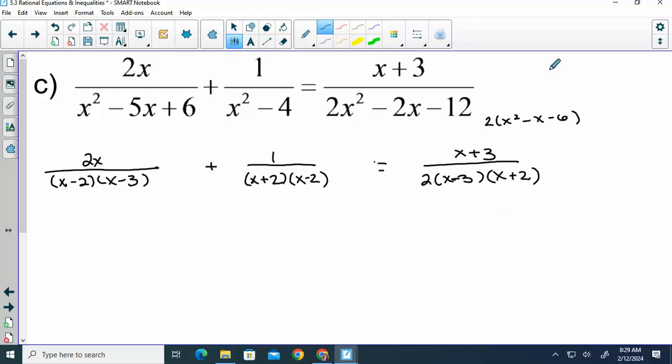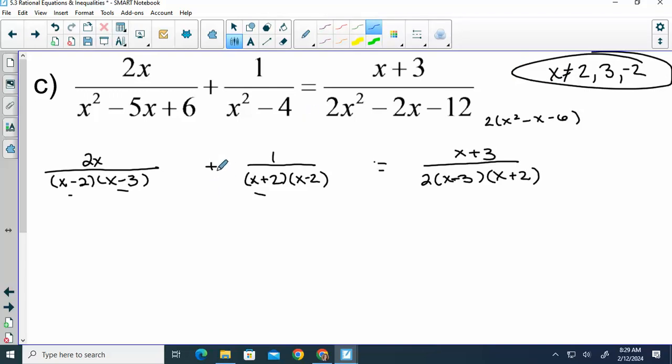Okay, so we factored everything. So we have a list of what x can't be. We have an x minus 2, so x can't be 2. We have an x minus 3, so x can't be 3. We have an x plus 2, so it can't be negative 2. X minus 2, we've already got that. 2 never equals 0, so we don't have to worry about that. We have all of them.